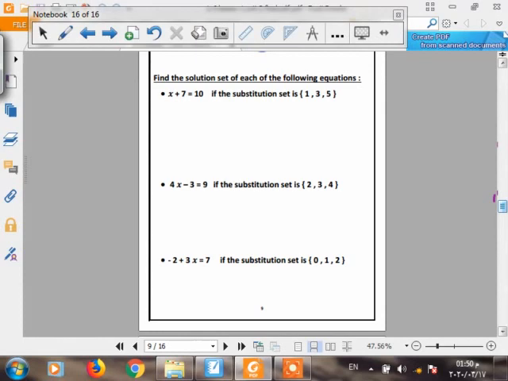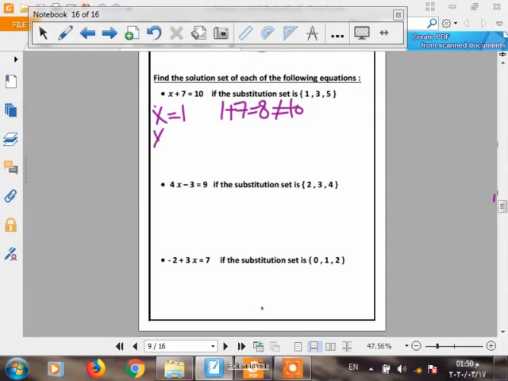Okay. Find the solution set of each of the following equations. x plus 7 equals 10, if the substitution set is 1, 3, 5. I'll check each element of the substitution set. If x equals 1, check the left side: 1 plus 7 equals 8. Of course, it's not equal to 10. So 1 is not in the solution set.